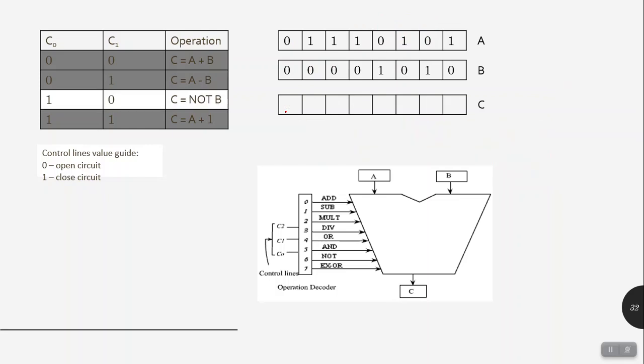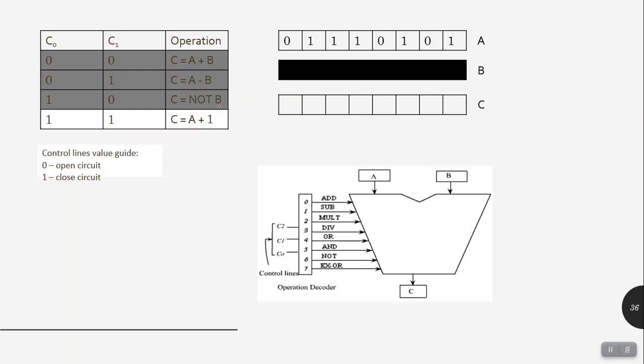Okay? Next is NOT B. Since this operation only focuses on B, we will just ignore A. And then we will just flip the value of input register B. All zeros would become 1 and all ones would become 0, just like this. And then assign it to output register C. And then for the last one, we will just add 1 to A, so we will just ignore input register B.